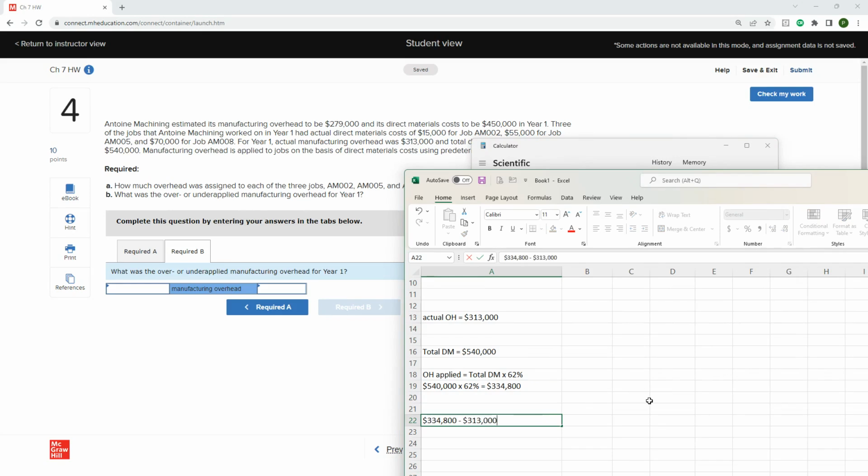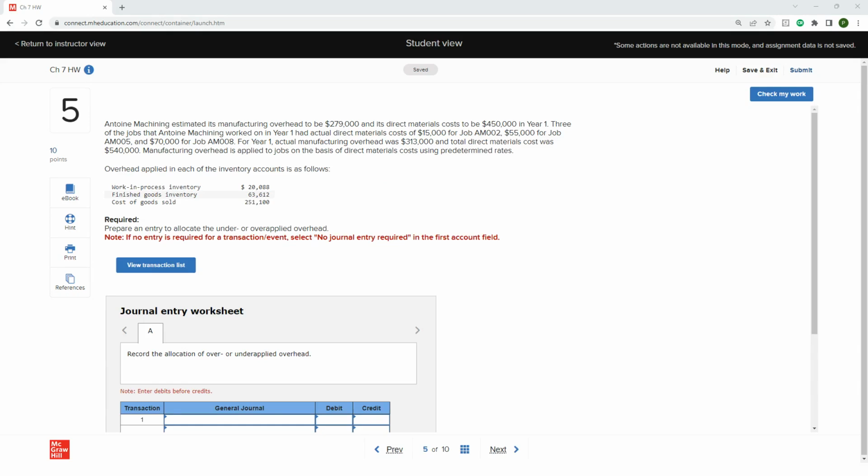Question number 5. This question is related to question number 4. So in this question, it gives us the same facts of Antoine Machining about manufacturing overhead, direct materials cost for the 3 different jobs that it named, but it also gives us additional information. It shows that overhead applied in 3 different inventory accounts is work in process inventory, finished goods, and cost of goods sold.